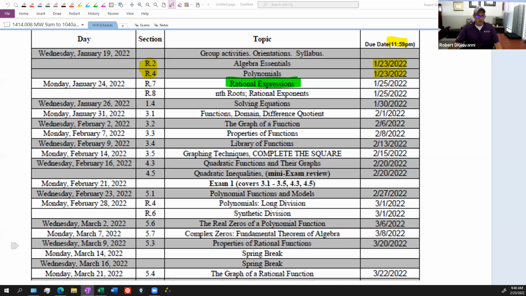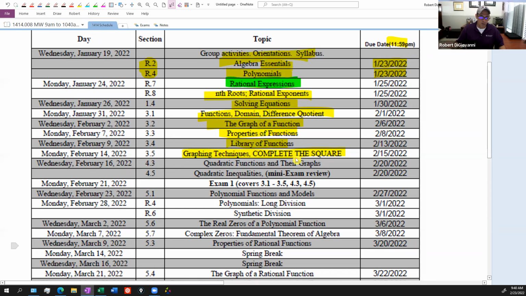There we go. Okay, so we have covered up through library of functions. That's what the last test was about. So we're pretty much done with all that. We had also done graphing techniques and completing of the square, but that was not on the test. A little bit of the graphing techniques was there, but the completing of the square, that part we did do in the last class before the test.